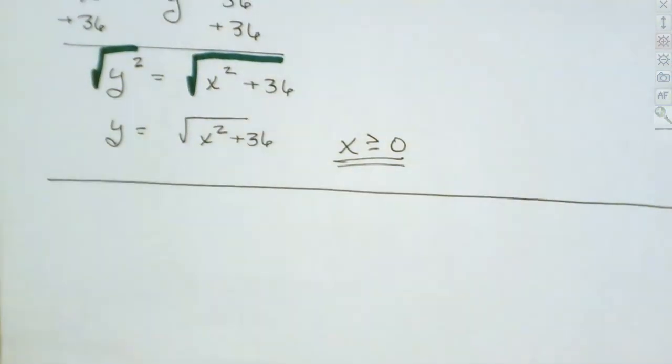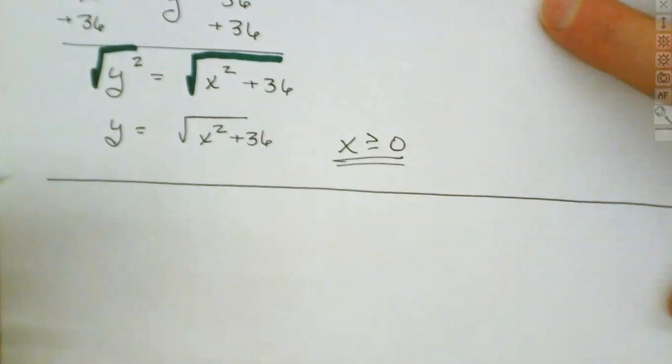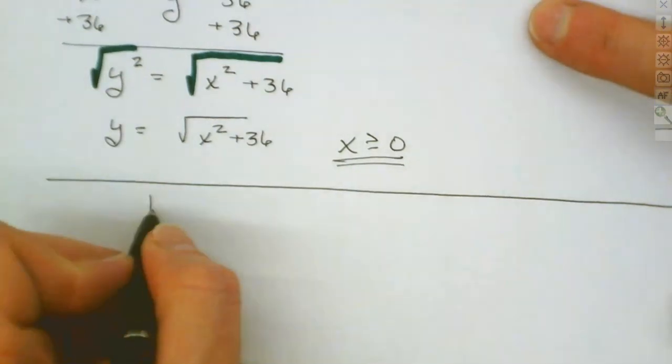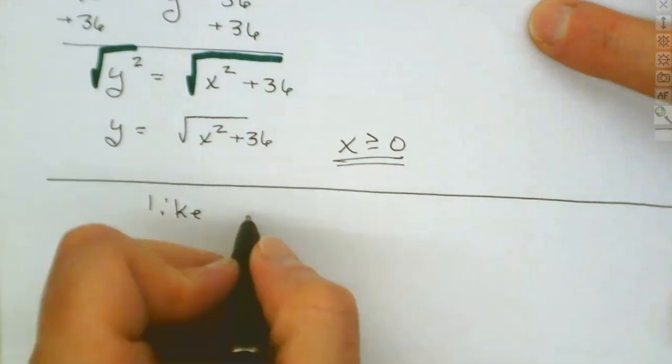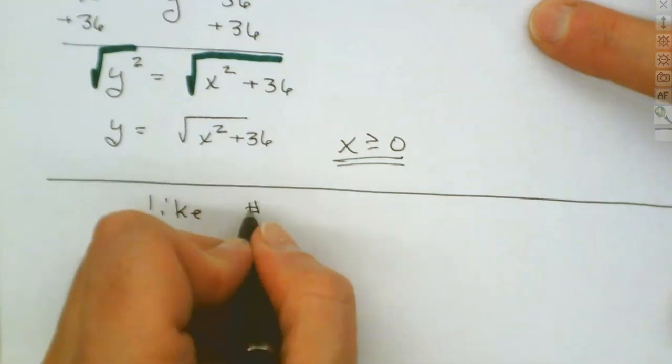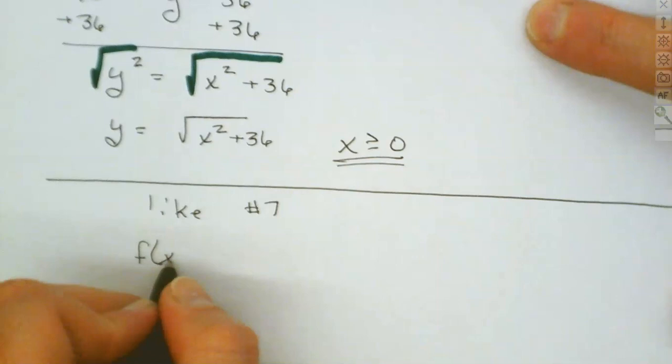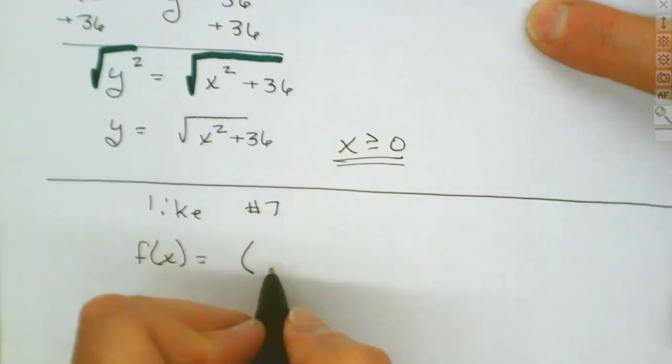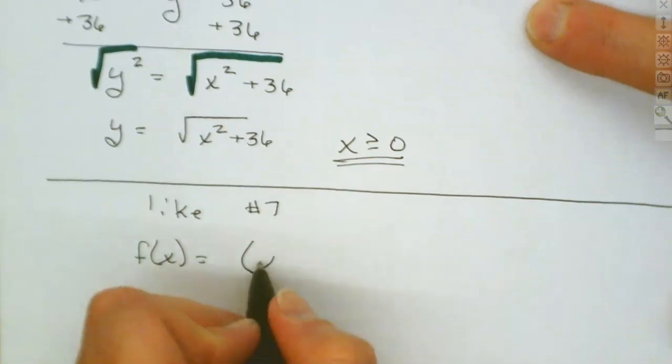Let's do one more. And then we'll see how much time we have left. I'll just give you one more. And this one's like question 7, just different numbers.